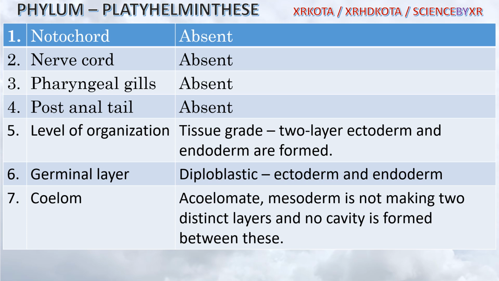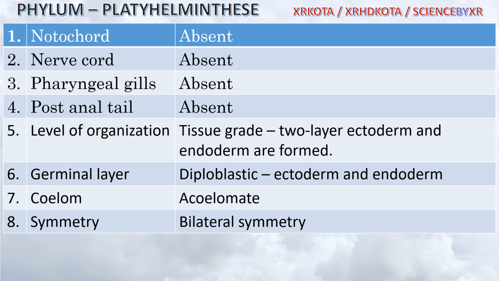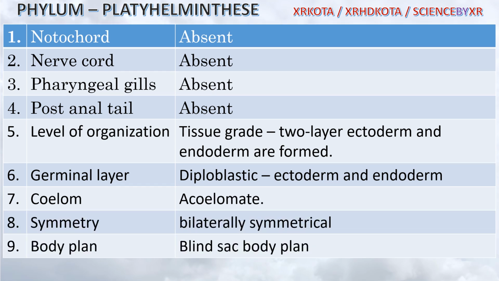Coelom, it is absent. However, the mesoderm is formed, but the mesoderm is only forming one single layer. Two distinct layers are not formed and a cavity is not formed between them, and that is why they are called acoelomate. Okay. Next, symmetry. So they are bilaterally symmetrical because the body is flat.